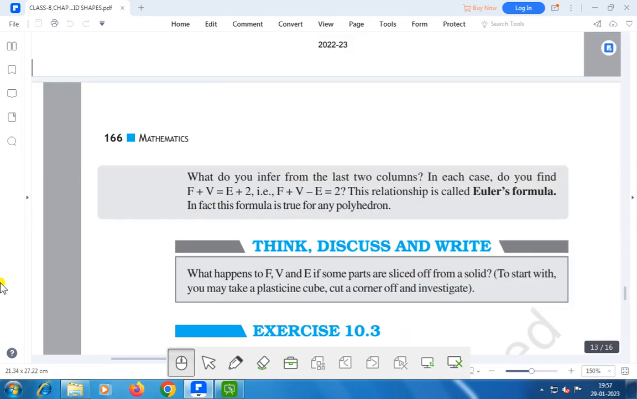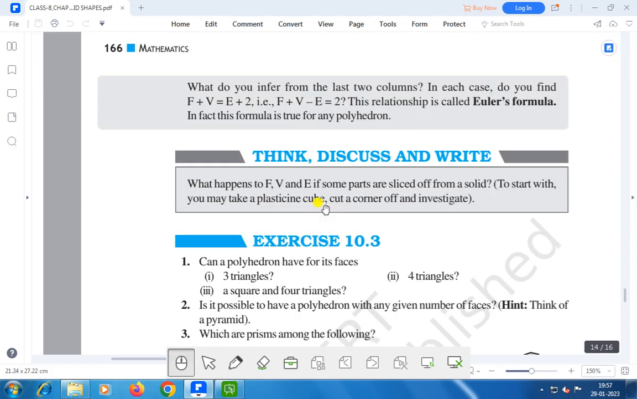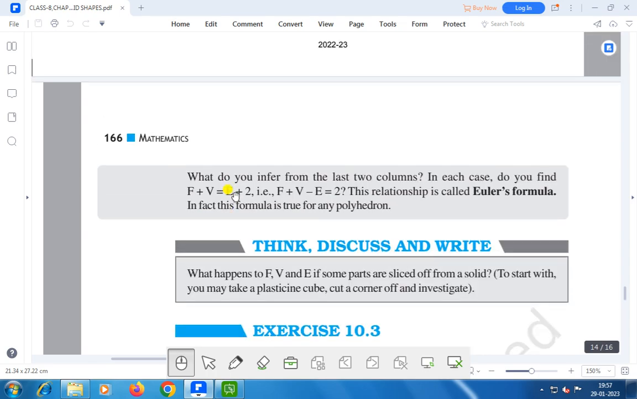Here we will find a formula. In each of these cases, we find F plus V is equal to E plus 2, right? That is, faces plus vertices is equal to edges plus 2, and this relationship is called Euler's formula. In fact, this formula is true for any polyhedron. Now we will discuss the next question, exercise 10.3.